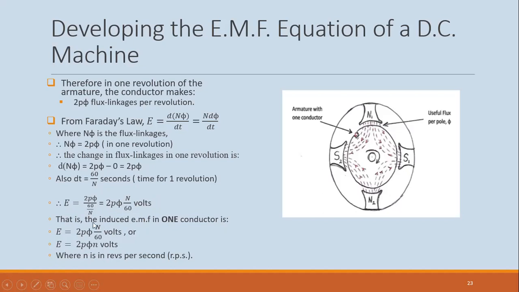So the induced EMF in one conductor is 2p phi capital N over 60 volts. Remember, capital N here is in revs per minute. I could write it in terms of revs per second. So divide revs per minute by 60, it becomes revs per second, and that becomes small n. So 2p phi small n gives an equivalent value for the induced EMF, but small n is in revs per second. All right, any questions there?